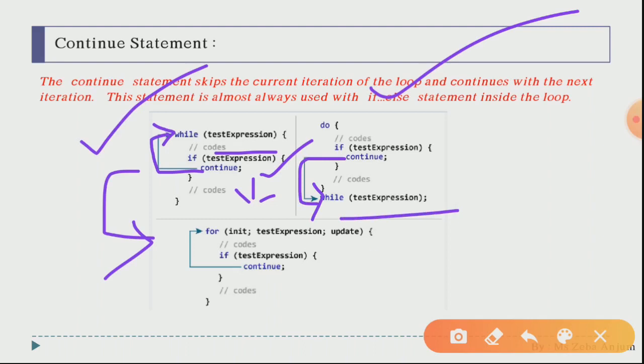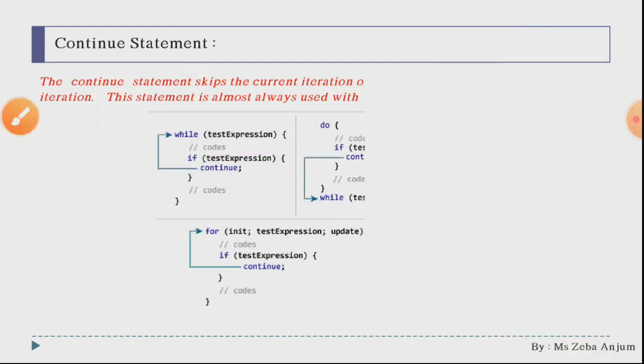The same goes in your for loop. If your if condition is over here and the continue is encountered, then leaving all these below statements, it is directly jumping on to this for loop for your next iteration. Okay, so let us see the examples.